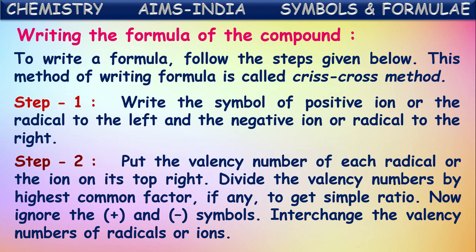After mentioning the valency of each ion or radical, we have to eliminate the common factor from their valencies. Or simply we can say, divide the valency numbers by the highest common factor, if any, to get the simplest ratio. Now we have to ignore the positive and negative symbols in those charges. And then we have to interchange the valency numbers on the radicals or ions.